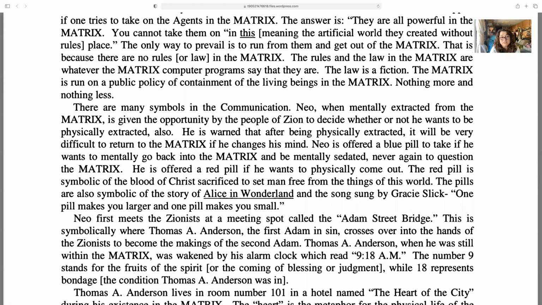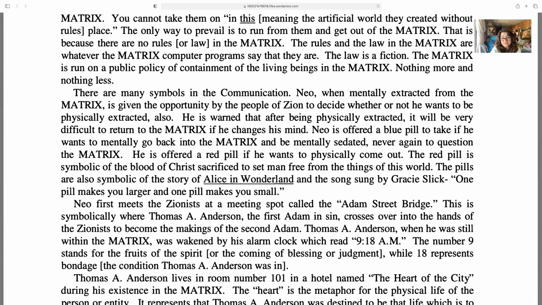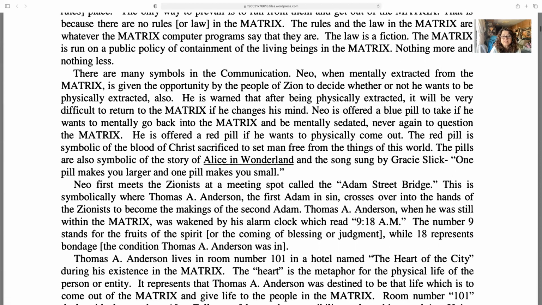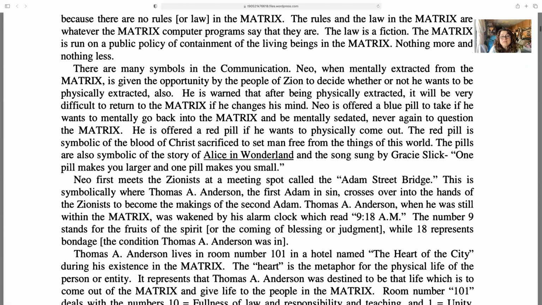Neo, when mentally extracted from the Matrix, is given the opportunity by the people of Zion to decide whether or not he wants to be physically extracted also. He is warned that after being physically extracted, it will be very difficult to return to the Matrix if he changes his mind. Neo is offered a blue pill to take if he wants to mentally go back into the Matrix and be mentally sedated, never again to question the Matrix. He's offered a red pill if he wants to physically come out. The red pill is symbolic of the blood of Christ sacrificed to set man free from the things of this world. Oh, that's cool.